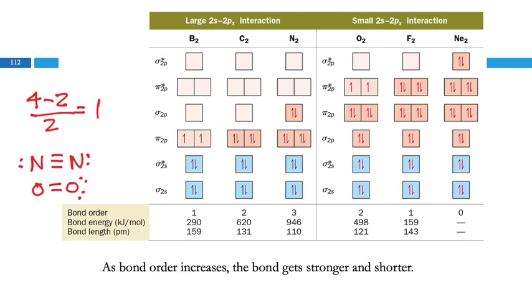Oxygen has a double bond, which is weaker and longer than nitrogen's triple bond. We go over here to fluorine, adding 2 more electrons into the antibonding. Again, that drops the bond order, and fluorine F2 makes a single bond, which is lower in energy and longer than oxygen's double bond. And then here's neon. When we get to neon, we have equal numbers of bonding and antibonding electrons, and so Ne2 doesn't exist.